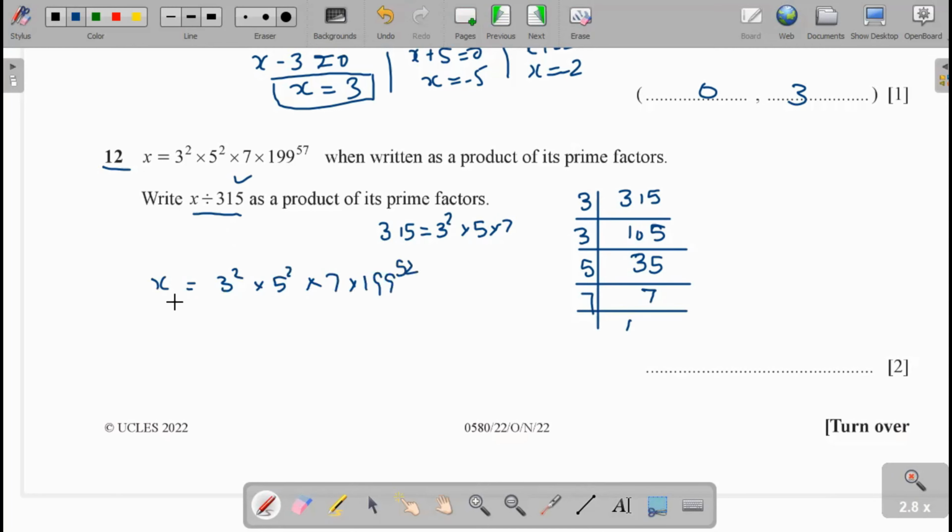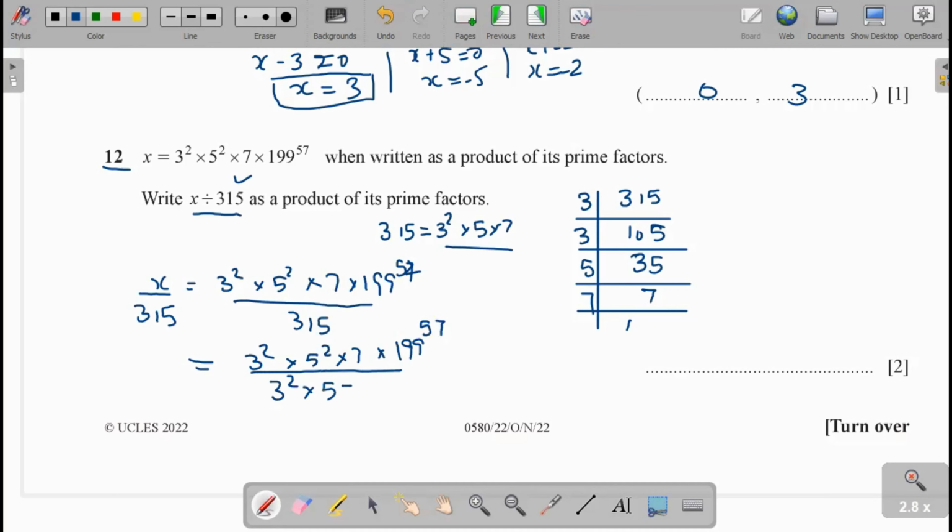We divide by 315 on the left side and also on the right side. You see here, this is 3 square into 5 square into 7 into 199 power 57, and 315 can be written as 3 square into 5 into 7. Now, 3 square will be cancelled, 7 will be cancelled, and 5 square divided by 5 is equal to 5. So 5 into 199 power 57 is the answer.